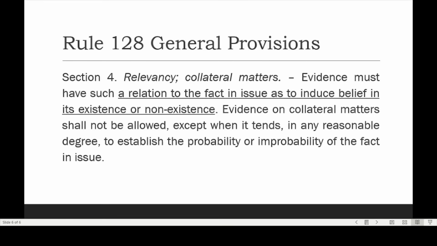Now, regarding collateral matters, according to this section 4, evidence on collateral matters shall not be allowed except when it tends in any reasonable degree to establish the probability or improbability of the fact in issue. So for example, an example of evidence on a collateral matter is motive or reputation. Now that concludes our discussion on Rule 128 General Provisions.